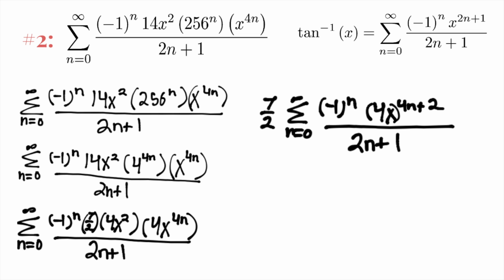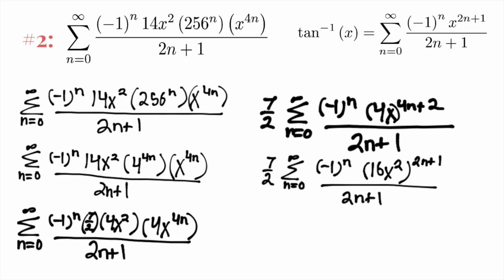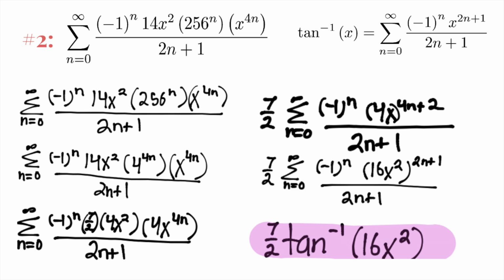Now we have our series, but our 4n plus 2 needs to be a 2n plus 1 to fit with our arctan series formula. So we'll divide that by 2 and square the base, leaving us with this right here. We'll also substitute the x in arctangent of x for arctangent of 16x squared, and we'll stick the 7/2 up front, leaving us with this formula.